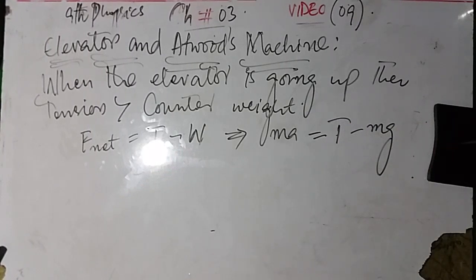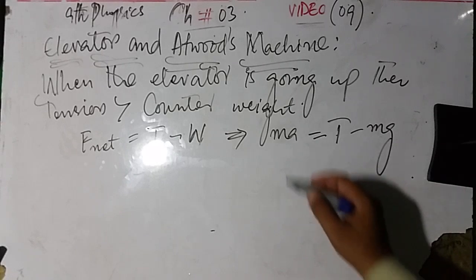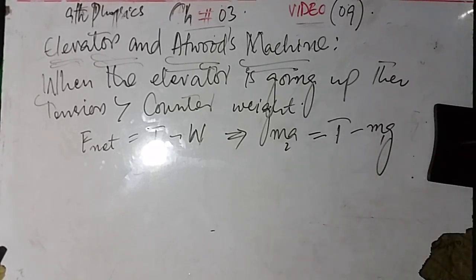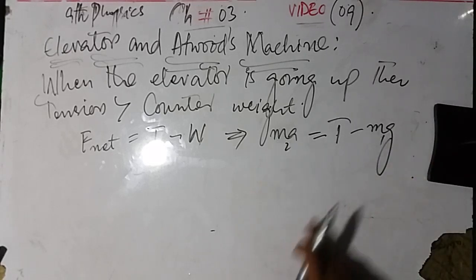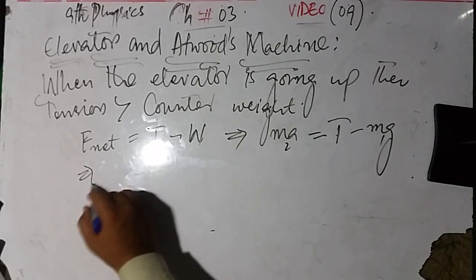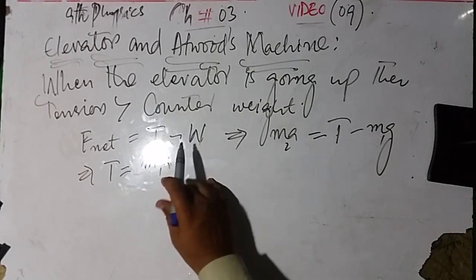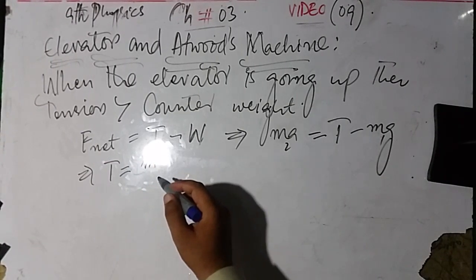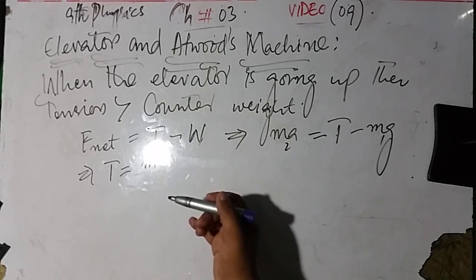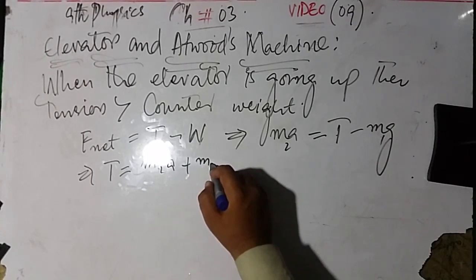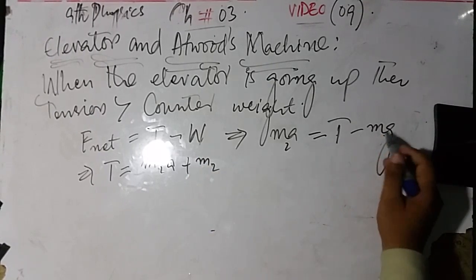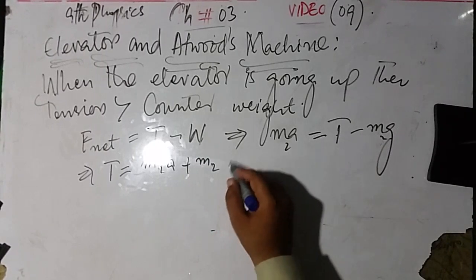Now the net force acts on a body, for example m1, and the acceleration is produced in m2. When the object is moving up, m2 is less than m1. In such a case the tensional force will be equal to m2a, or you can say the tensional force will be equal to m2a plus m2g.